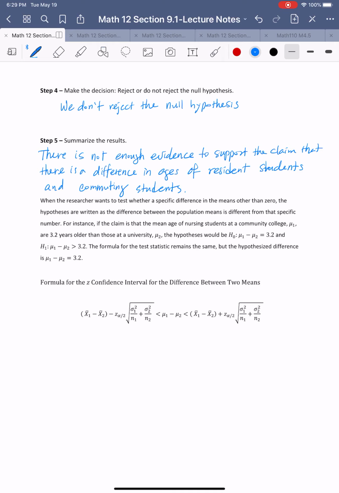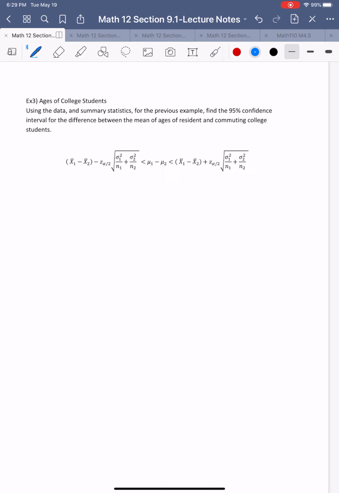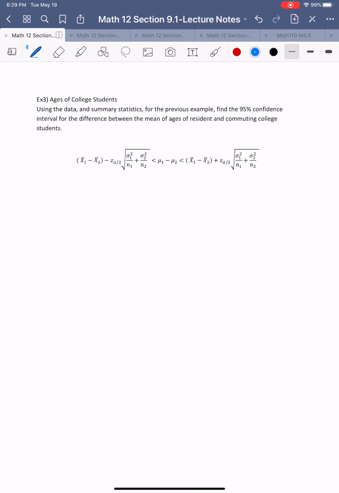Okay, so now the formula, the z confidence interval for the difference between two means this time. We are using the same problem, and this is the formula that we're going to use. But this time, alpha is going to be 1 subtract 0.95, which comes out as 0.05. But we need alpha over 2 for the z-score, which is 0.025. So we are using example 2.